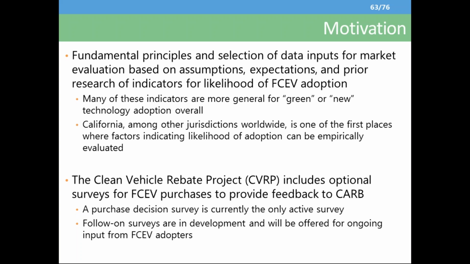As part of this, the people who apply for a rebate are asked to respond to an optional survey. It's actually a series of optional surveys. The only one that is right now active for fuel cell electric vehicles is the purchase decision survey. The survey doesn't come right away. Typically, it comes a couple weeks after a purchaser puts in their application materials and is approved for the CVRP. So it could be anywhere from a couple months to maybe even half a year between when somebody purchases a vehicle and when they fill out the survey.